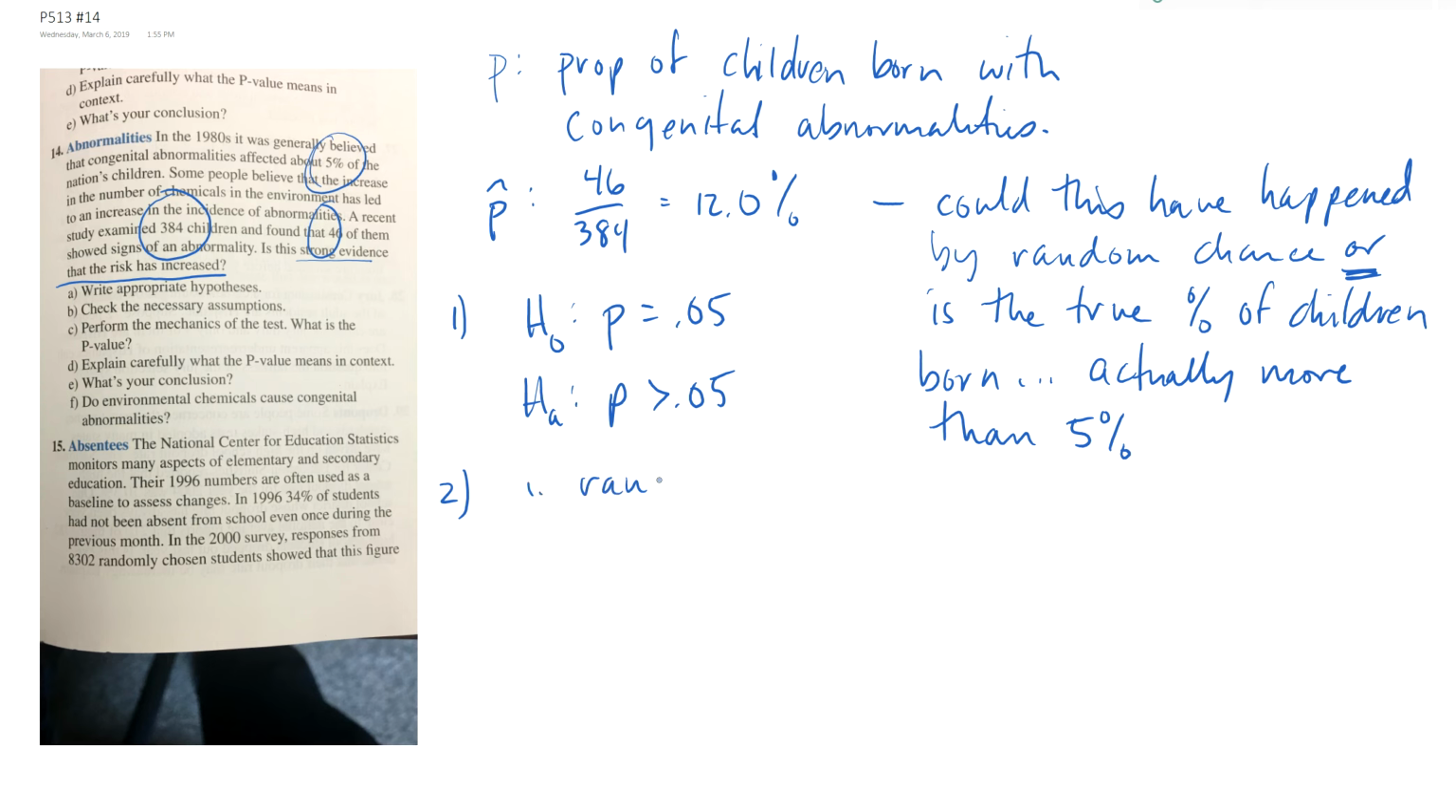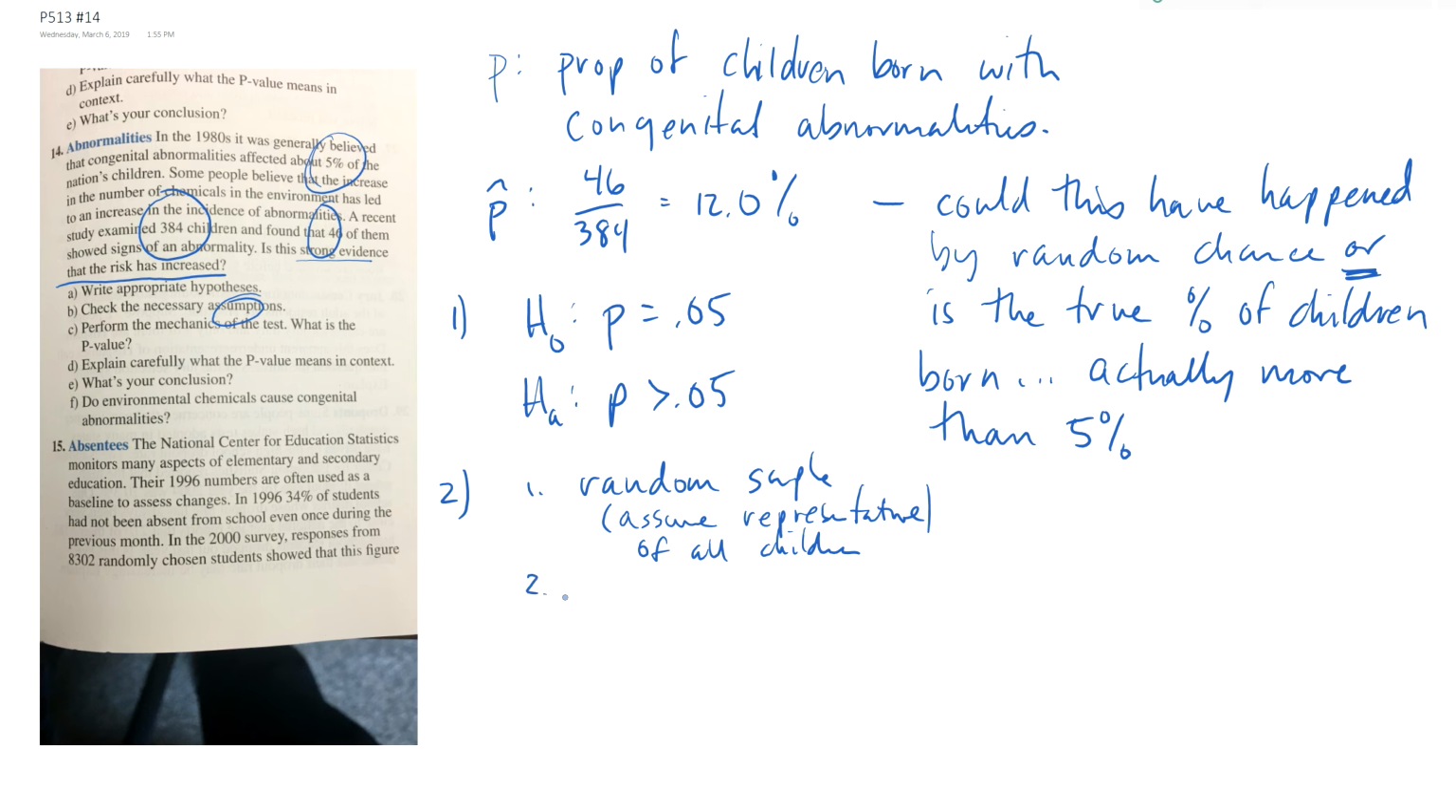1, is it a random sample? Let's see, recent study examined 384 children, so it doesn't say that. So we're going to have to assume. That's why they call them assumptions, right? We assume it's representative of all children, right? Because if not, if they're taking a sample from people that live by a nuclear power plant or something like that, then obviously we wouldn't be asking this particular question about the whole population.